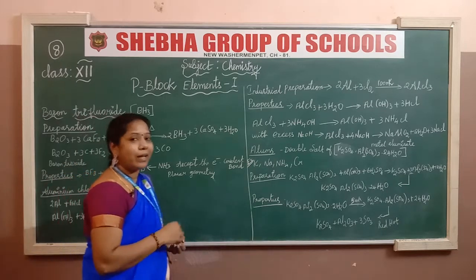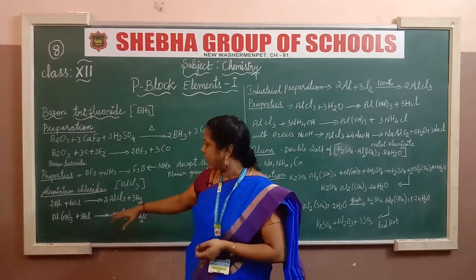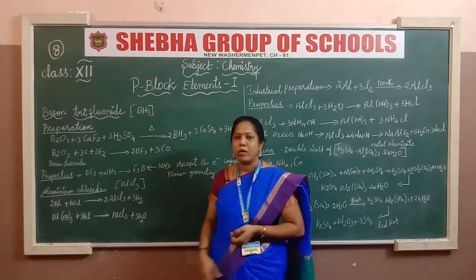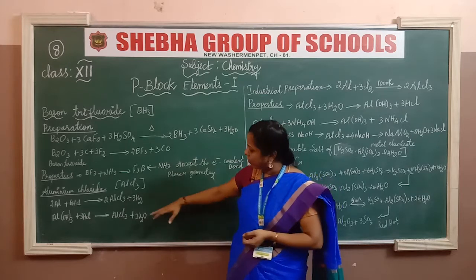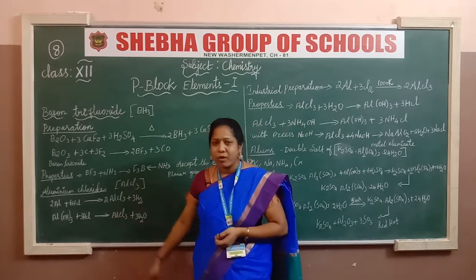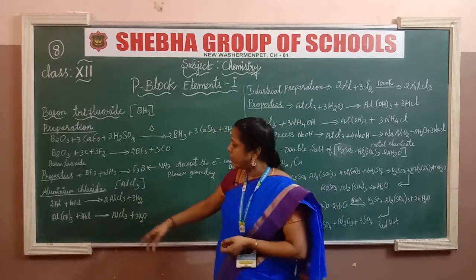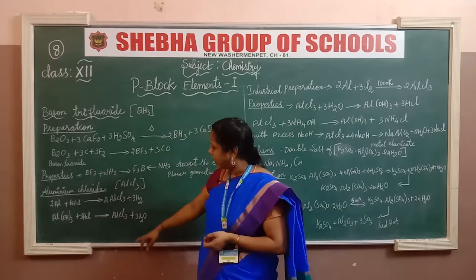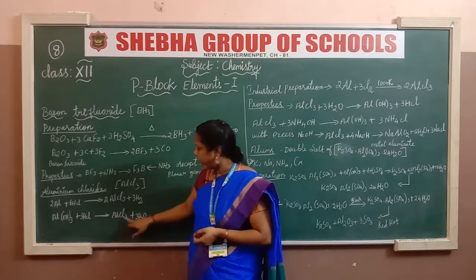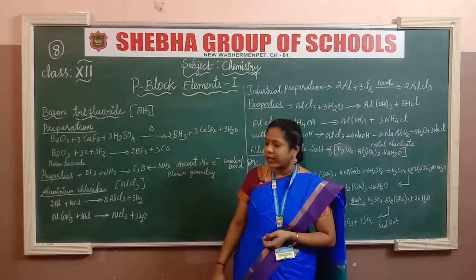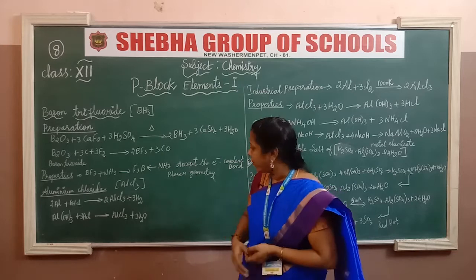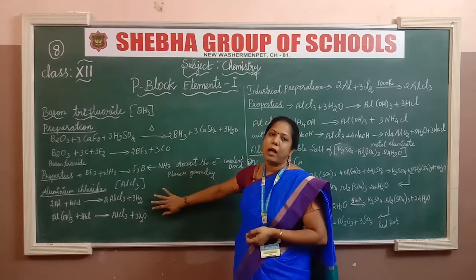Aluminium and hydrochloric acid react, and what we get is aluminium chloride, that is AlCl3, along with hydrogen. The bonds get separated. Otherwise, go for aluminium hydroxide. Aluminium hydroxide reacts with hydrochloric acid, and we can get again aluminium chloride along with 3 molecules of water. So this is the preparation of aluminium chloride. I hope you understand how to prepare aluminium chloride.